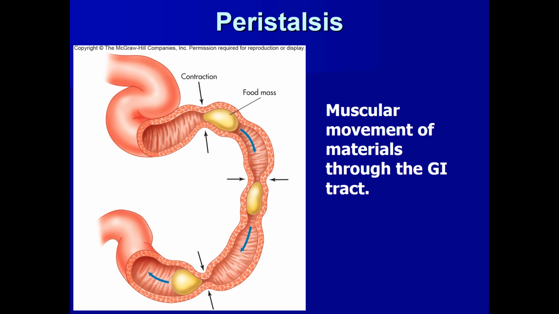Here, I just want to define peristalsis really quick. It's just muscular movement of materials through the gastrointestinal tract, and this is not under our voluntary control. So we'll have, say, a food mass going through the gastrointestinal tract, and we will peristaltically contract and push it on down. There will be a contraction right here, a little bit of relaxation, it goes through, contraction, relaxation, contraction, just moving it right along. Hopefully that makes some sense.